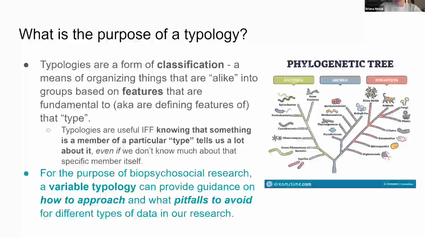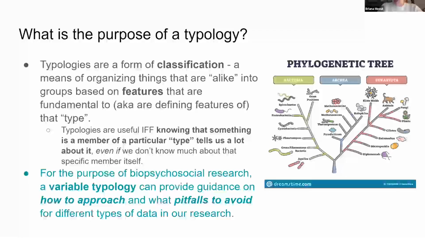So if you look at this phylogenetic tree, there are bacteria and archaea and eukaryota, right? These are defined by whether you have a true nucleus or not, and whether you're a multicellular organism. That is a fundamental feature that defines these different groups. Now, typologies are useful if and only if knowing that something is a member of a particular type tells us a lot about that thing, even if I don't know anything else about the specific member itself.